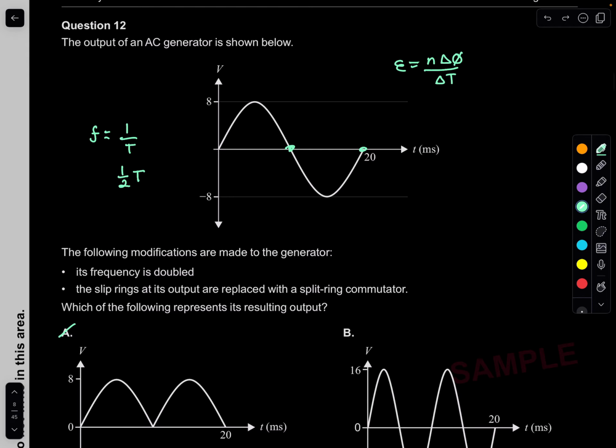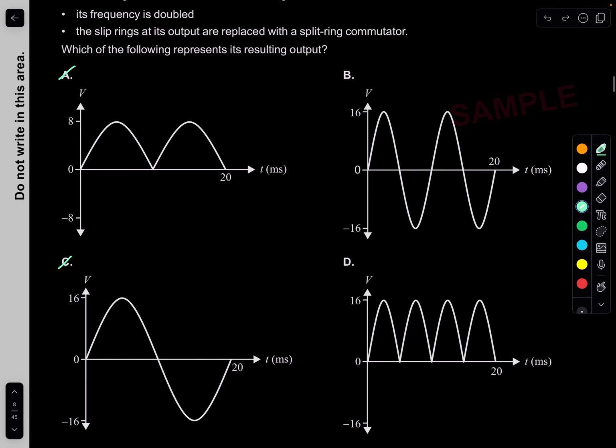But the key here is that the slip rings are replaced with a split ring commutator. And remember what happens then? If you replace them with a split ring commutator, the waves rectify. So basically it will look like this. This part here will rectify. And so the only combination that gives me that is D basically. This shows that there's a replacement. This is still AC basically.